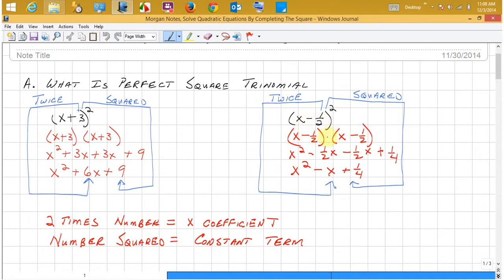So without even looking at all the work that I showed, I know that the minus 1/2 times 2 will give me the coefficient of x, or what would be b in ax squared plus bx plus c. So a negative 1/2 times 2 would be a negative 1. Well, here it is, right there, negative 1x. And the negative 1/2 squared would be the number term. So if I square a negative 1/2, that would be 1/4. And there's the 1/4. So let's go backward on this.